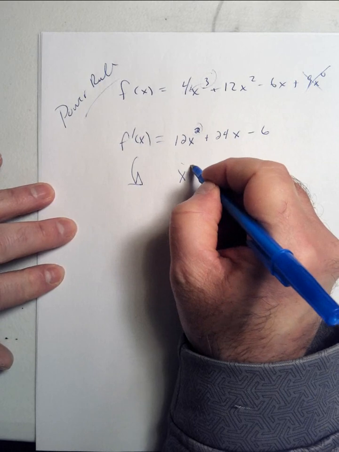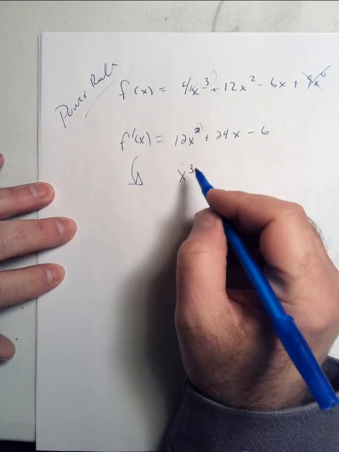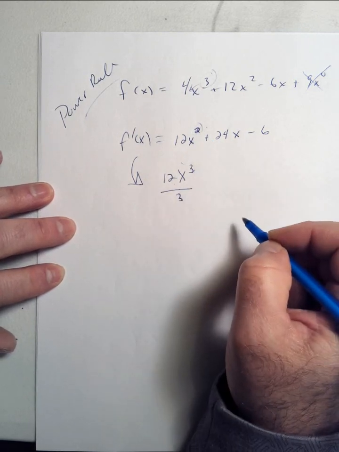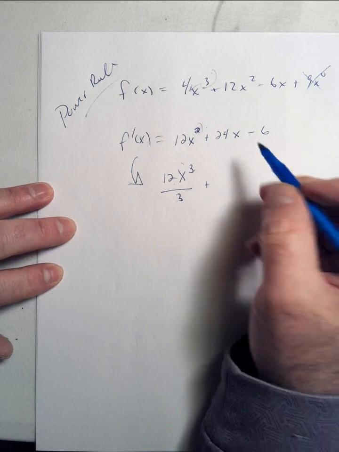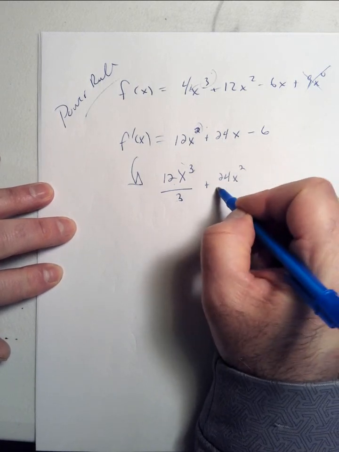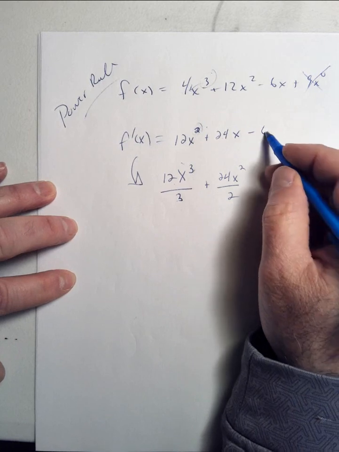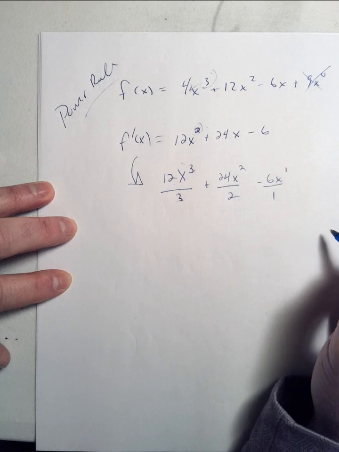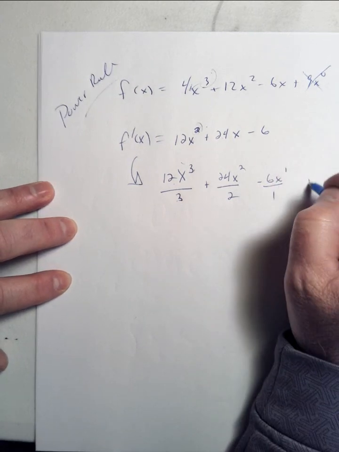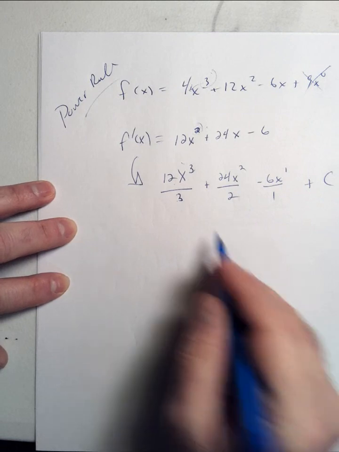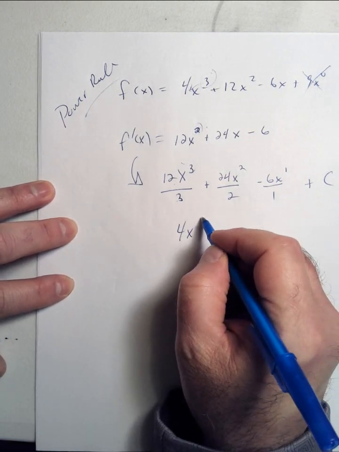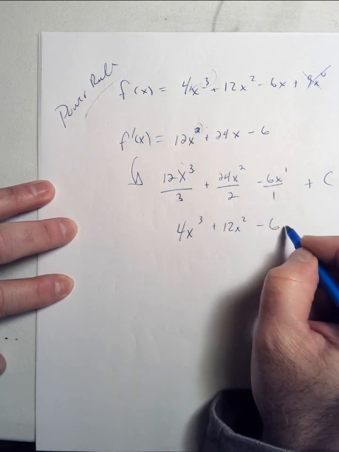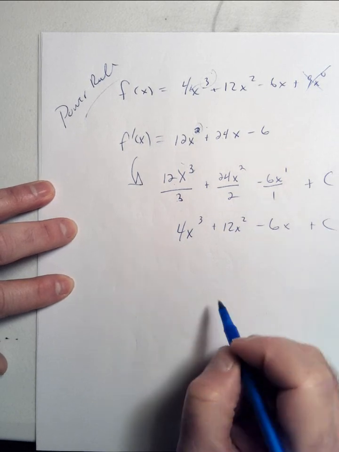So x to the third. This becomes 12x to the third over 3, dividing by the power. This becomes 24x squared over 2, dividing by the power. This becomes 6x to the first over 1. And the only problem here is that I don't know what the constant is because it's gone. So I just do plus c. So what do we end up with? 4x cubed plus 12x squared minus 6x plus some constant.